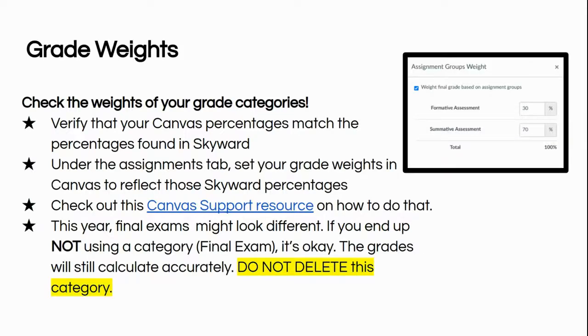When it comes to grade weights, again, make sure those grade percentages match to Skyward. If you have any questions or would like additional support, you can always look at the Canvas support resources on how to make sure that those grade weights are matching.